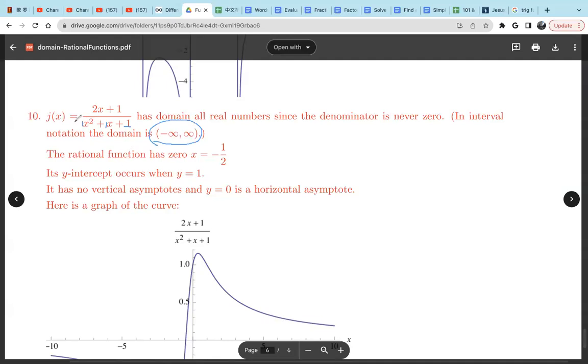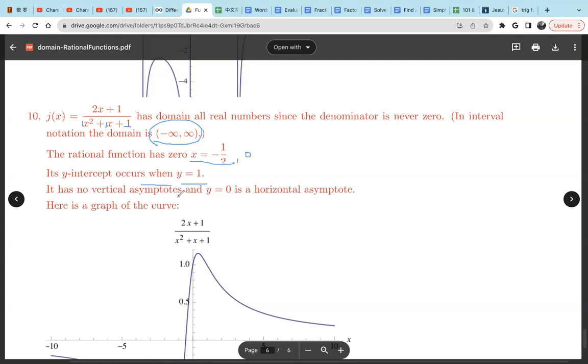Okay, find the x-intercept. Set 2x plus 1 equal to 0. That means x equals -1/2 and the y value is 0. Find the y-intercept, which means the x value is 0. We have 1/1, which is 1. So the y-intercept is (0, 1).